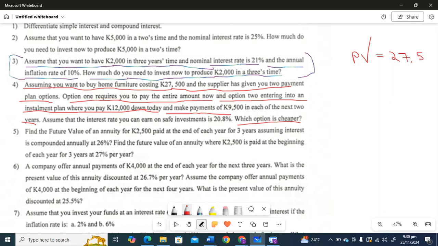Now, for option 2, it requires you to pay 12,000 kwacha down payment, then you pay 9,500 in year 1, then you pay another 9,500 in year 2. So those 9,500 that you're going to pay in year 1 and year 2, all right? You're going to convert them into their values today, their present values today. Okay? And the discount rate, remember, whenever I say discount rate, when we talk about discounting, it's just converting money in the future into today's value.